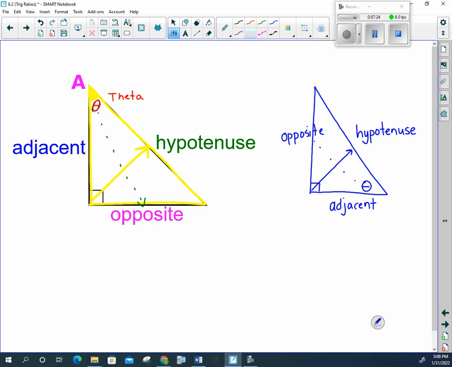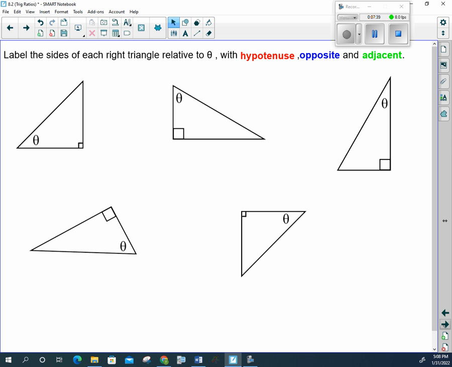So it matters where the angle is, and it matters how you label it. So adjacent and opposite side tend to switch places depending upon what angle you're at. Hypotenuse is always in the same spot. Hypotenuse is always across from the right angle. But adjacent and opposite can switch places.